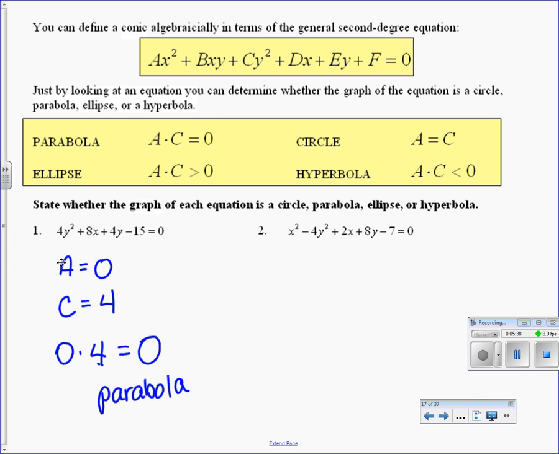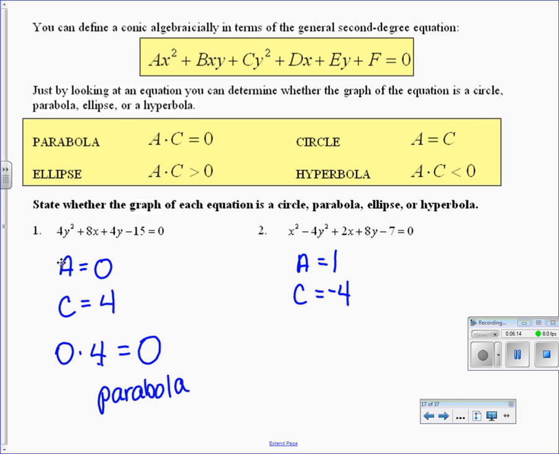Okay, let's take a look at the second example. So this is all what I want you to do for each problem. Write down your A value, write down your C value, figure out what case it is, write the name of the shape. Super easy. So for number 2, we have x squared minus 4y squared plus 2x plus 8y minus 7 equals 0. That equals 0 is very important. And so therefore the A, the number in front of my x squared, is a 1. So I'm going to write that down. My C, that's the number in front of my y squared, which is going to be negative 4.